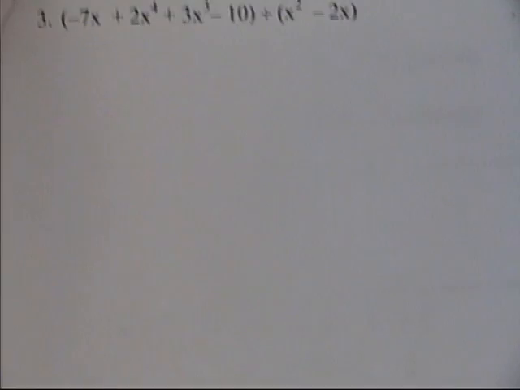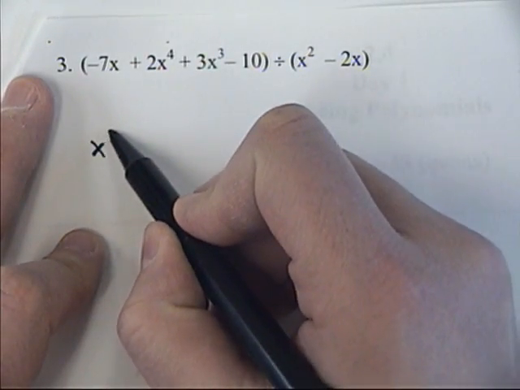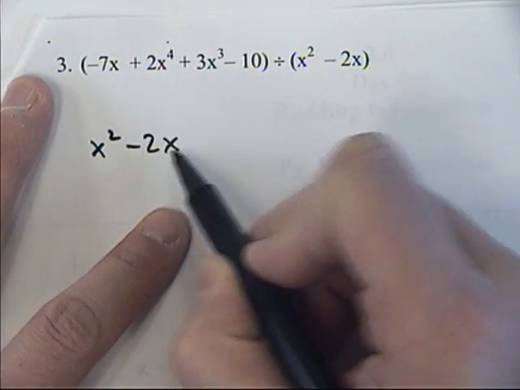Now I'm going to skip ahead to example number 3, where we have a little bit more complicated looking example. Our divisor, again, we simply write next to the division bar.